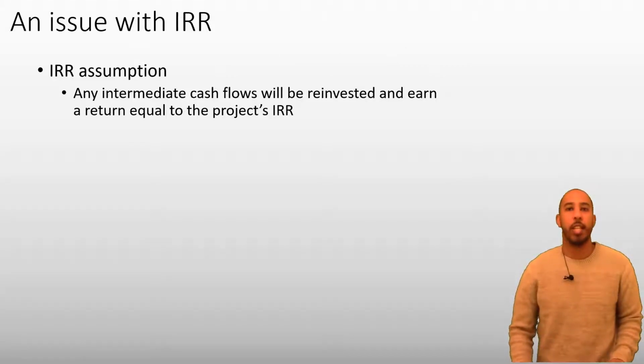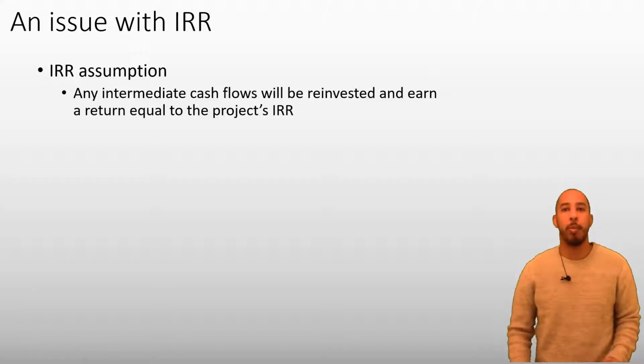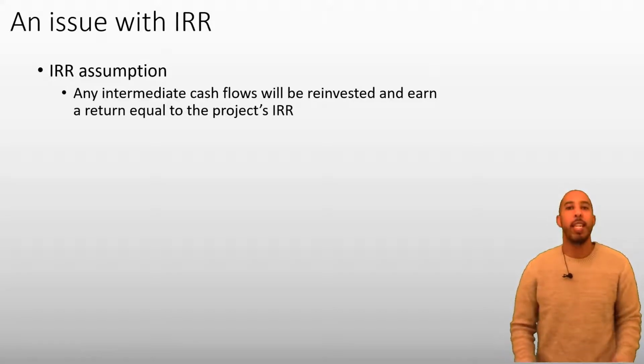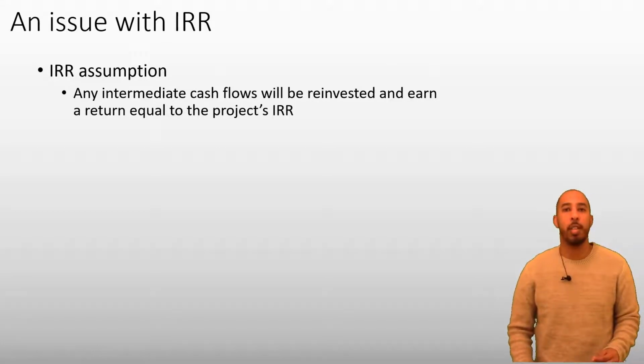When you do a project, you'll get intermediate cash flows. For example, if we have a 4-year project, in year 1, you'll receive some cash flow. What are you going to do with that money the project just generated? Well, you wouldn't just stuff it under a mattress somewhere. No, you would reinvest it into something. Internal rate of return assumes that you will reinvest those intermediate cash flows, and the rate of return that you'll receive on that reinvestment will be the same as the project's rate of return.